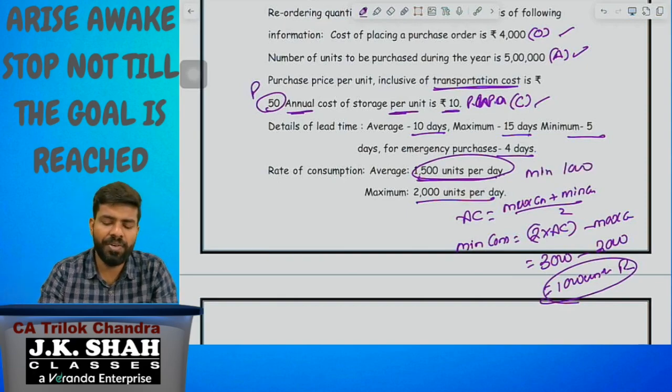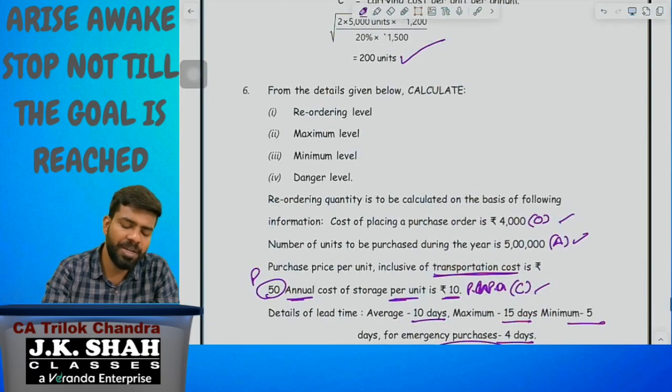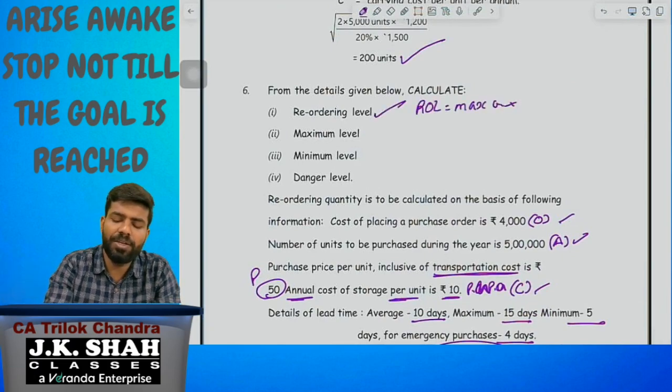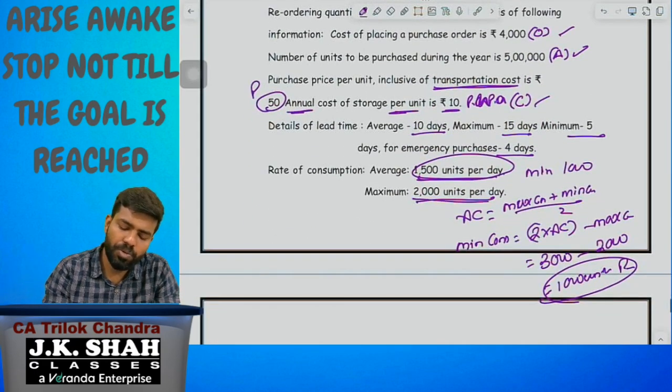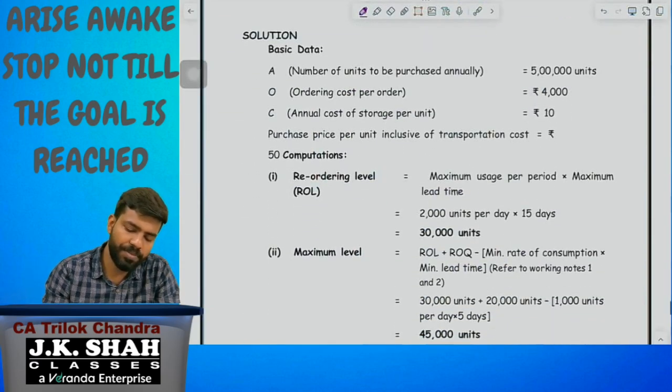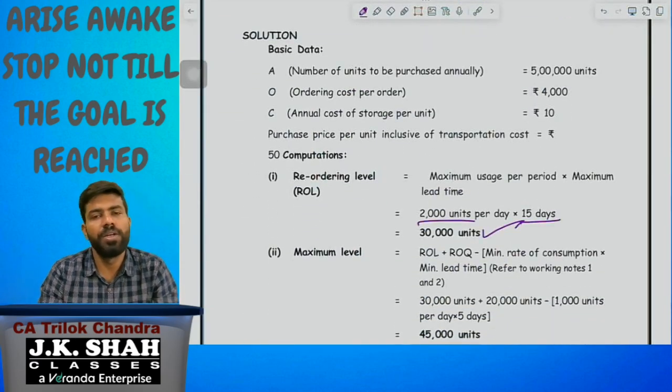All the information is given. We can calculate one by one. What is the first requirement? Reorder level. What is the formula for ROL? Maximum consumption into maximum lead time. What is the maximum consumption? 2000 units. What is the maximum lead time? 15 days. 2000 into 15 days, look at here, 30,000. Clear? Next.